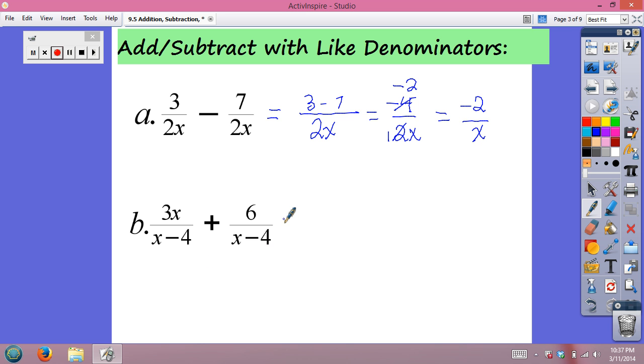In the next example, we have a common denominator of x minus 4. So once again, we can just combine the numerators and keep the denominator. 3x plus 6. Notice there is no more simplifying to be done here, so that would be our final answer.